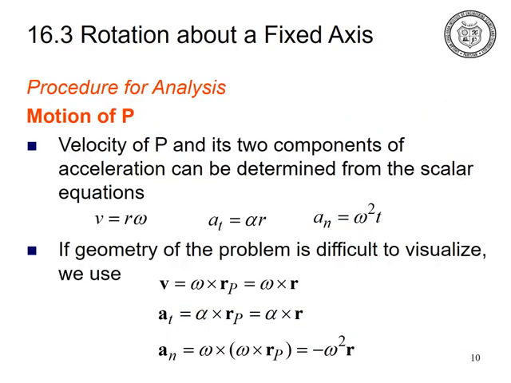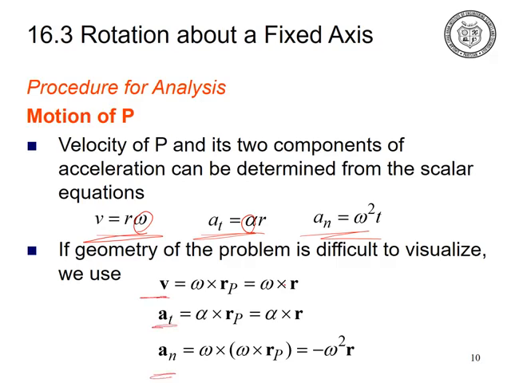After that, when you have found omega, alpha and theta, you can simply find the velocity of any particle P on the rigid body by using the relation v equal to r omega, the tangential acceleration is alpha r, and the normal acceleration is omega square r. So these are the relationships that you can use to find the velocity and acceleration of the particle P on the rigid body. When the rigid body rotates about an axis and the geometry of the problem is difficult to visualize, you can use the relationships in vector form.